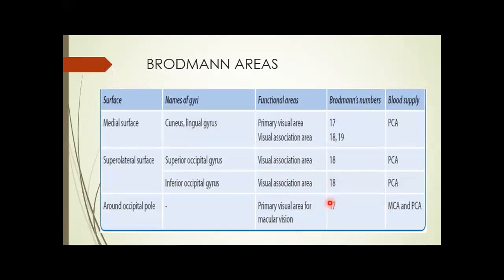So these are the Brodmann areas which are present in the occipital lobe. On the medial surface, there is the primary visual area, which is area 17, and the visual association area, that is area 18 and 19 of Brodmann. This is supplied by the posterior cerebral artery. On the supralateral surface, along the superior occipital gyrus, we again have the visual association area, area 19 of Brodmann, which is supplied by the posterior cerebral artery. And the inferior occipital gyrus has the visual association area, supplied by the posterior cerebral artery. Around the occipital pole, there is a primary visual area for macular vision, which is area 17 of Brodmann, and is supplied by both the middle cerebral artery and the posterior cerebral artery.